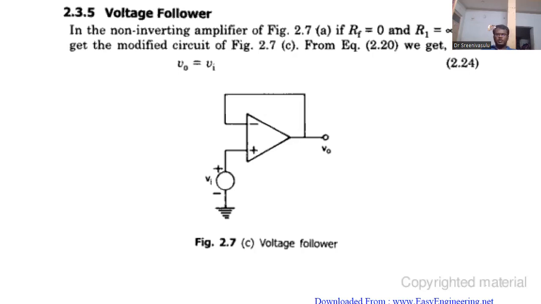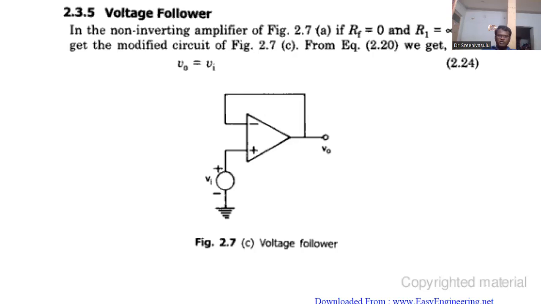You observe the circuit diagram of the non-inverting amplifier and the circuit diagram of the voltage follower. You clearly observe what RF is here. RF is equal to 0. R1 is equal to infinity. Whenever the resistance is infinity, the current is 0, so it is open circuited. Whenever the resistance is short circuited, the current is there, but the voltage is 0.